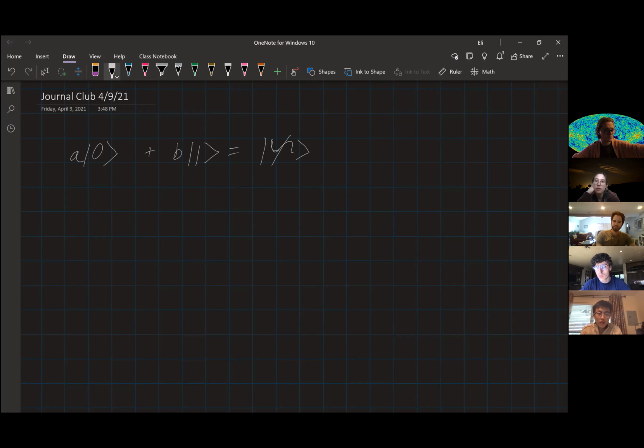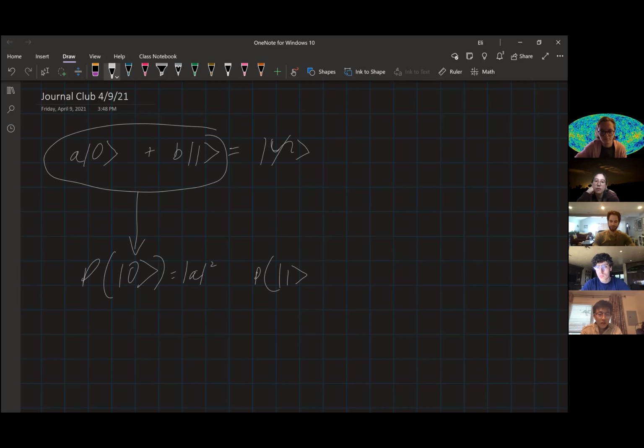So the qubit starts out in this superposition state, starts out like this, and then it ends up in the state 0, or it ends up in the state 1. It turns out that the probability that it ends up in the state 0 is the modulus square of that coefficient a. The probability of ending in 1 is the modulus square of this coefficient b.